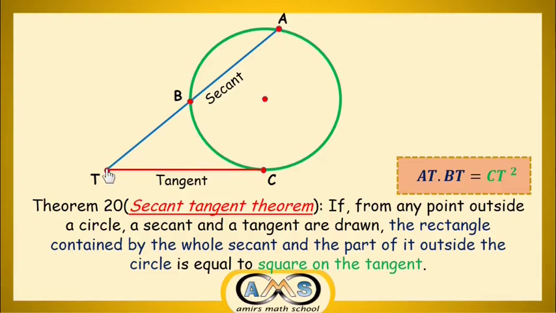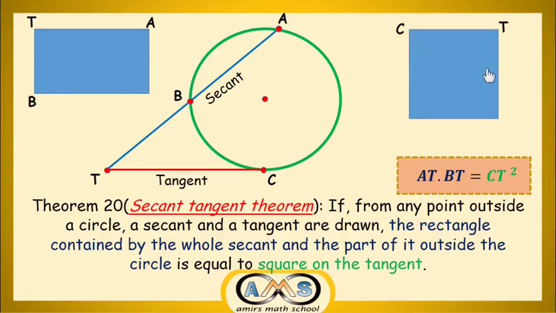That is, the whole secant and the secant outside the circle, the multiplication of these two values will be equal to TC into TC, that is TC square. Or we can say, if we consider one rectangle where the length is this TA and the breadth is TB, then the area of this rectangle will be equal to the area of the square whose side length is TC. These two areas will be equal.